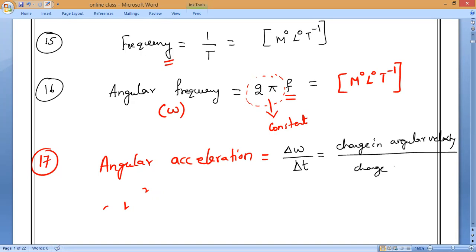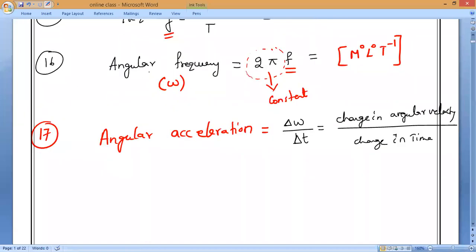So now tell me what the dimensions will be, fast, everybody. Try. Initially you can answer, or I will give you the first two videos. After watching, you'll understand it. Yes, change in angular velocity. What are the dimensions of angular velocity? Check it: M⁰ L⁰ T⁻¹. Change in time is T. So what are the angular acceleration dimensions? M⁰ L⁰ T⁻². So that is what it is.